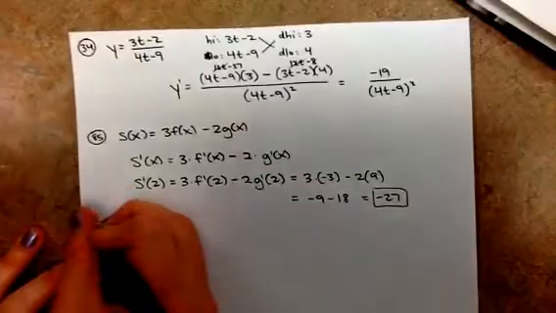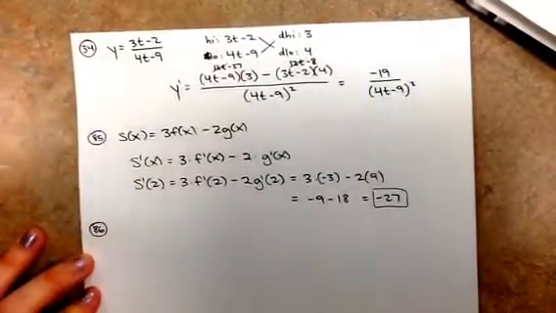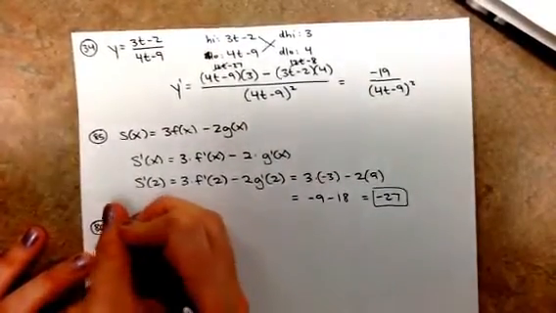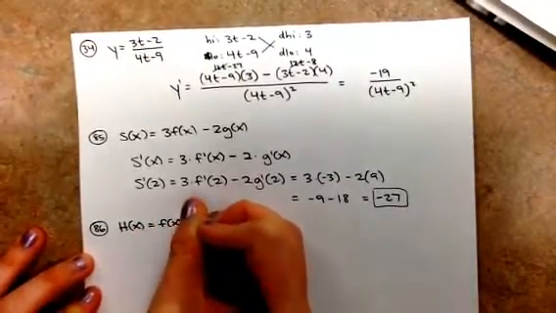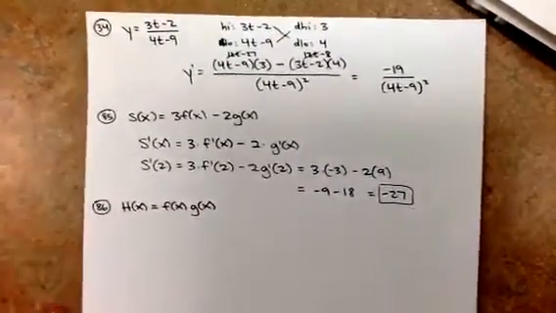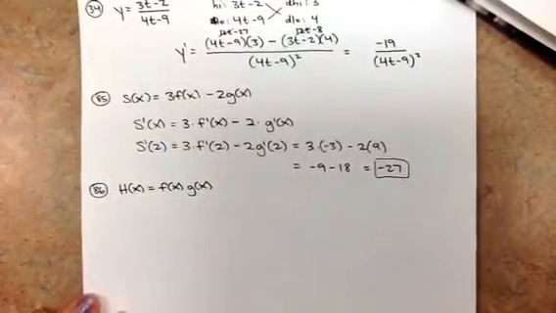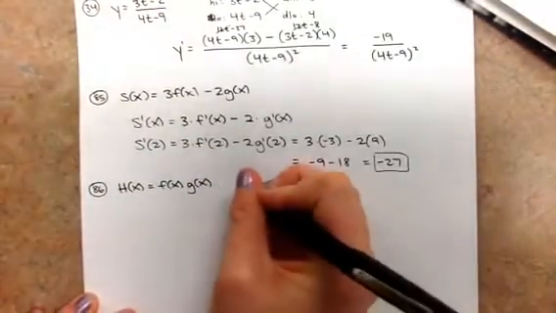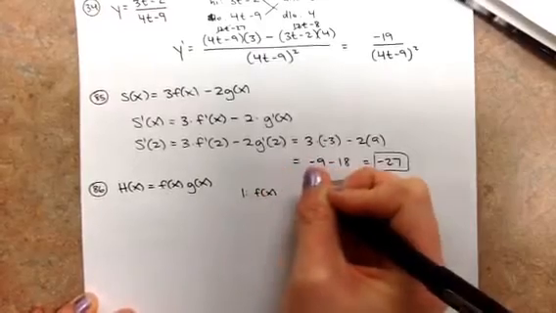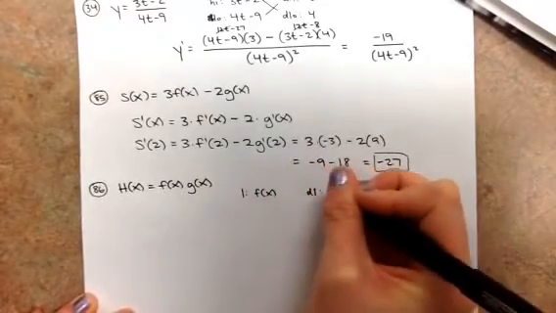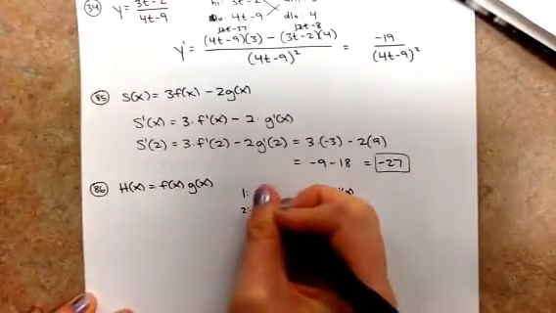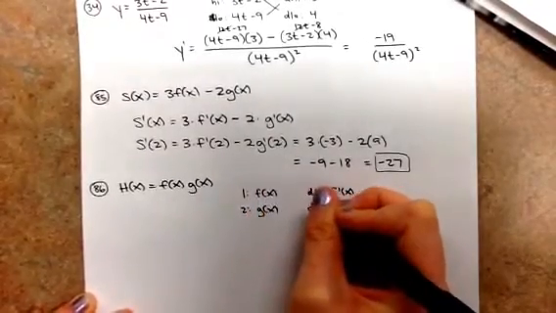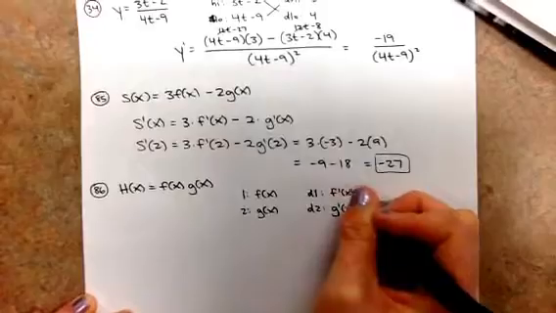Okay, we're also doing 86 and 87 in that same section. So 86, we've got a new function h of x, and it is f of x times g of x. So this is asking us to do basically a generic product rule. Okay, so the first function is f of x. Its derivative we can generically write as f prime. The second function is g of x, and again we can write its derivative just as g prime.